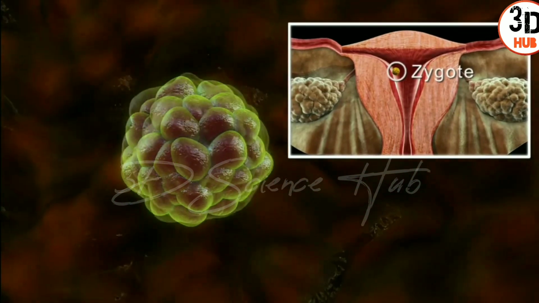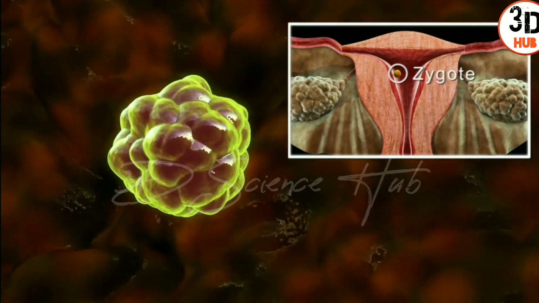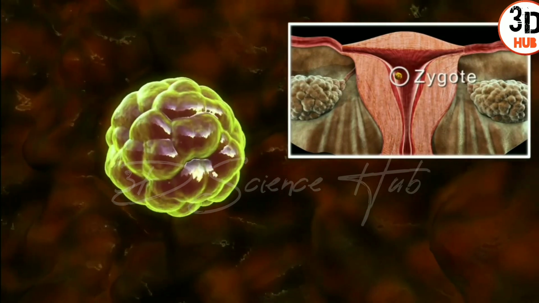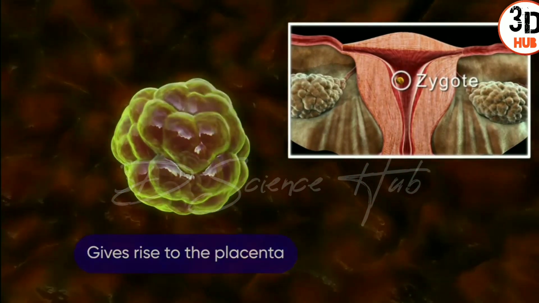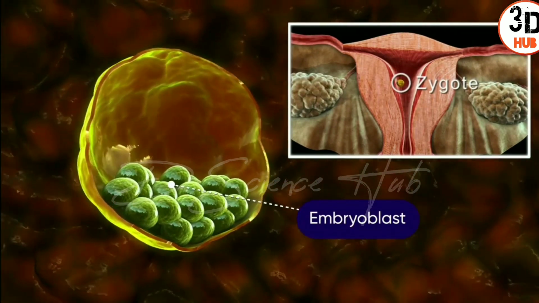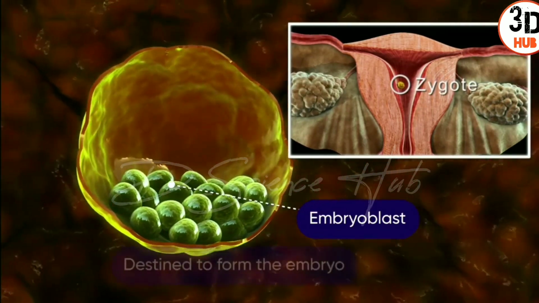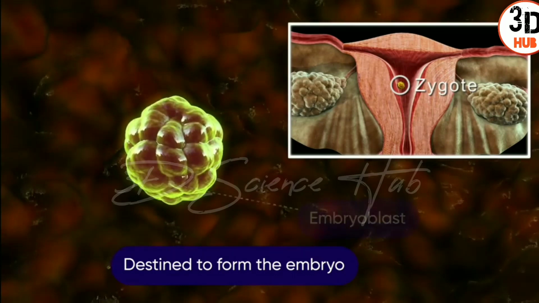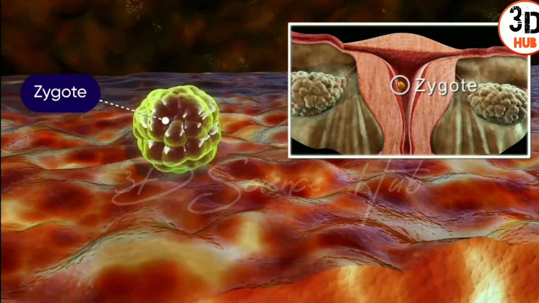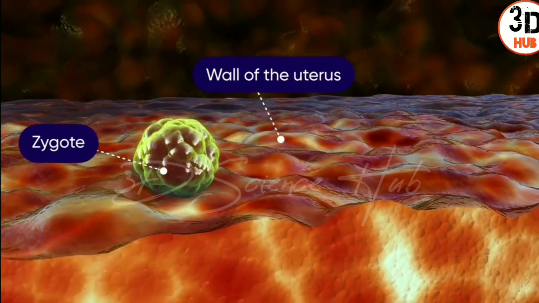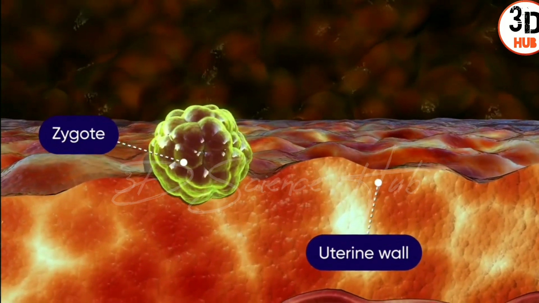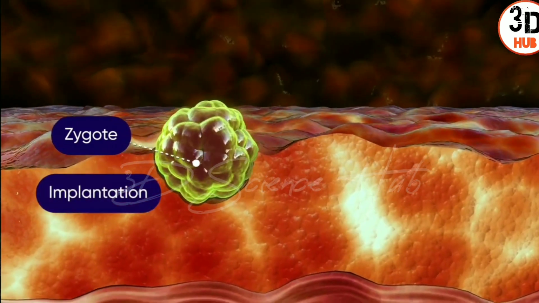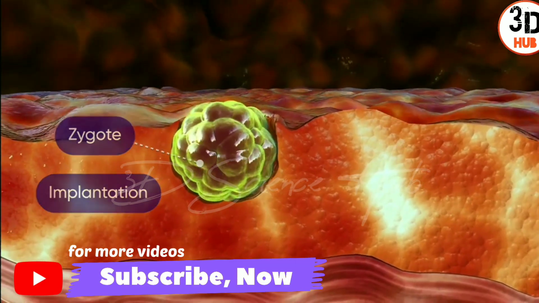Further cell division leads to the formation of a bigger mass of cells consisting of an outer cell mass, which gives rise to the placenta, and an inner cell mass or embryoblast destined to form the embryo. The embryo attaches itself to the wall of the uterus and gradually gets embedded into the uterine wall. This process is known as implantation.